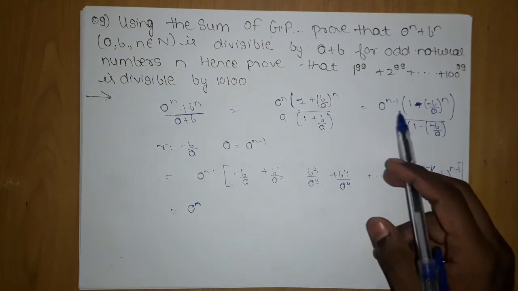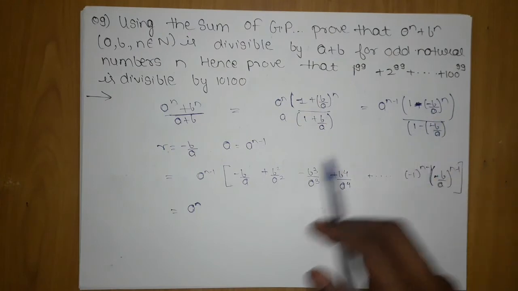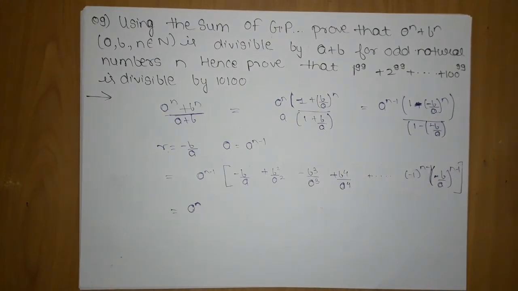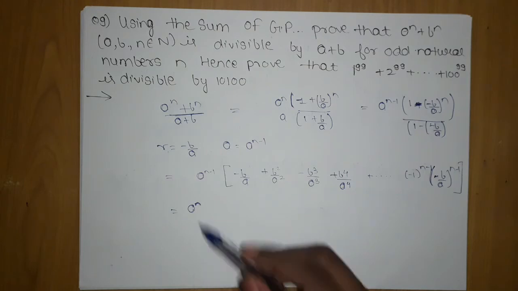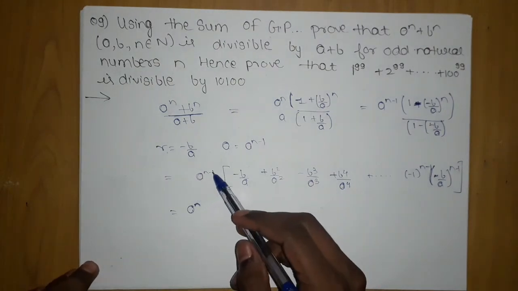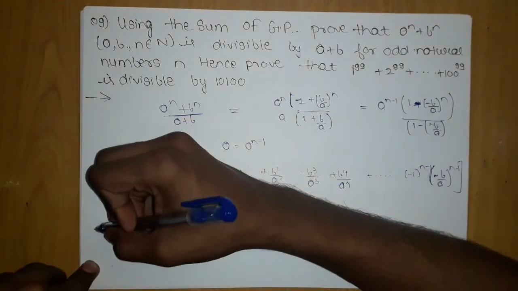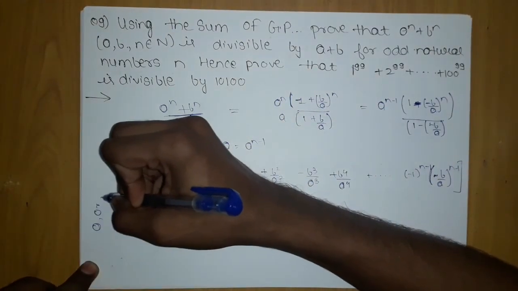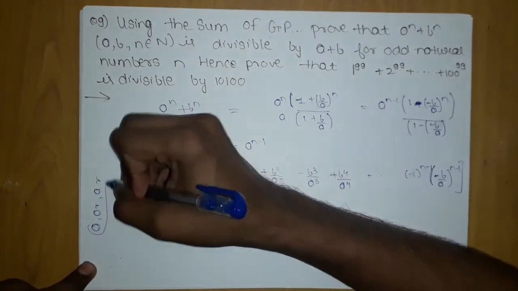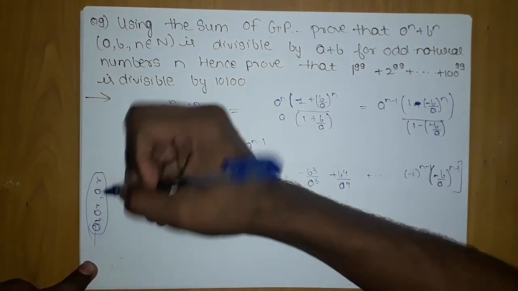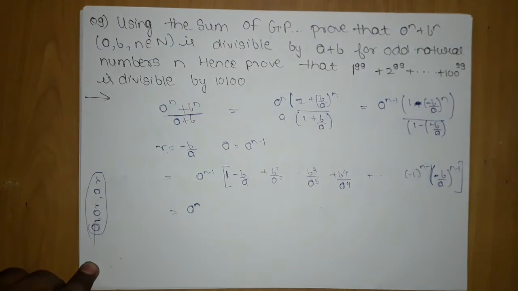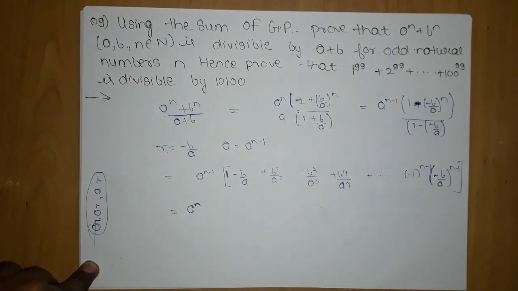Let me check. A power n minus 1, 1 minus b by a. Okay, right, fine. Wait. The first term should be a power n minus 1, then a into r. In a GP the series is a, ar, ar square, like this. So the first term is a. If I move it out here, it should be 1. So that is what I was missing.